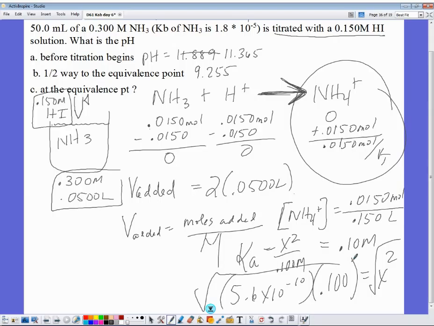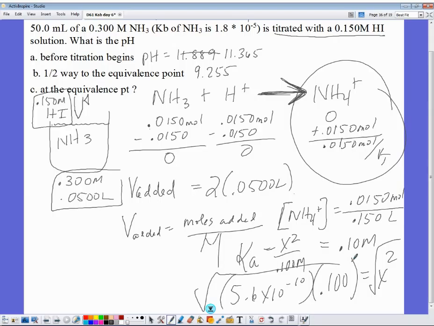Okay? If we're awake, if we're with me, do we see what I did? I have the molarity of the NH4 plus, so I'm now back at dissociation. I do Ka equals x squared over molarity. Okay? It's a matter of wrapping your mind around all the different pieces that we have.